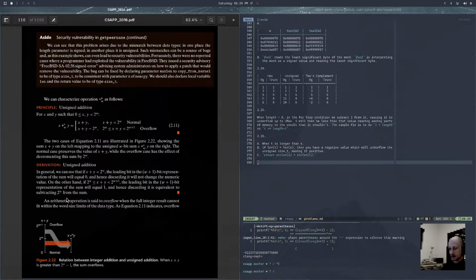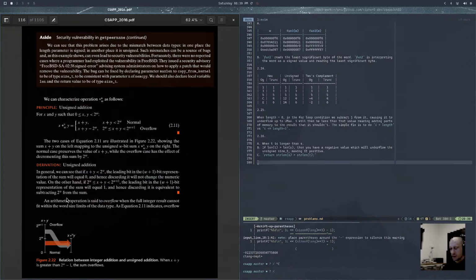And then the overflow condition is where the sum is equal to or above 2 to the w, and less than 2 to the w plus 1. You cannot exceed that. Then x plus y minus 2 to the w. So you just subtract the 2 to the w. This is a modular summation. Basically, throw away the bits that overflow.